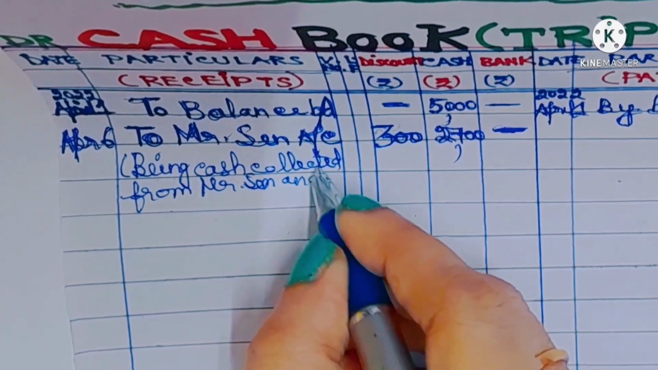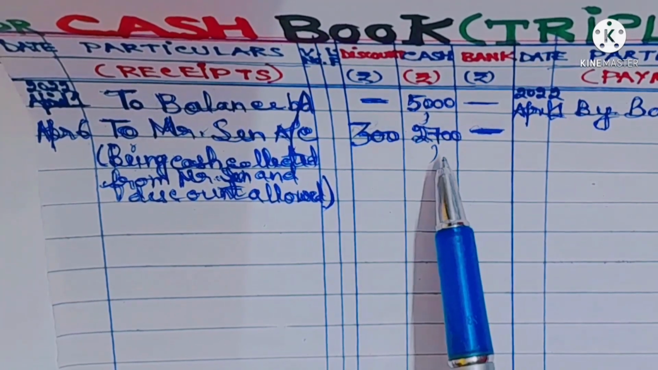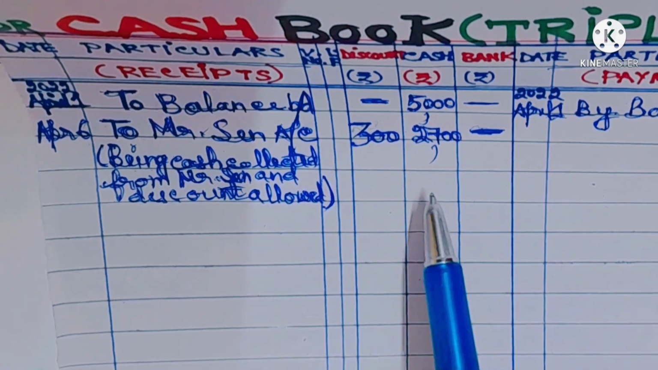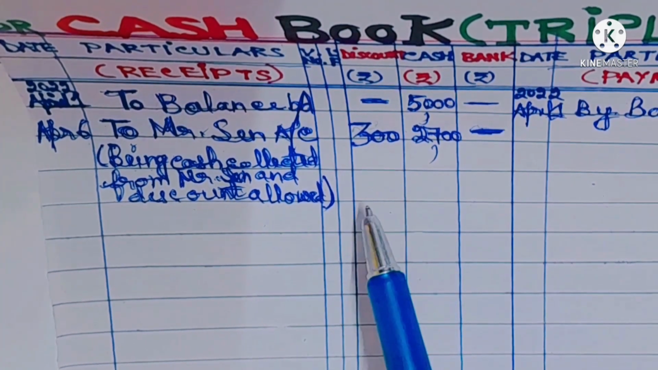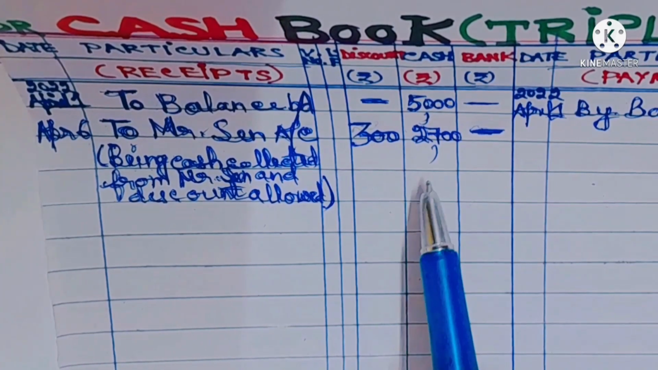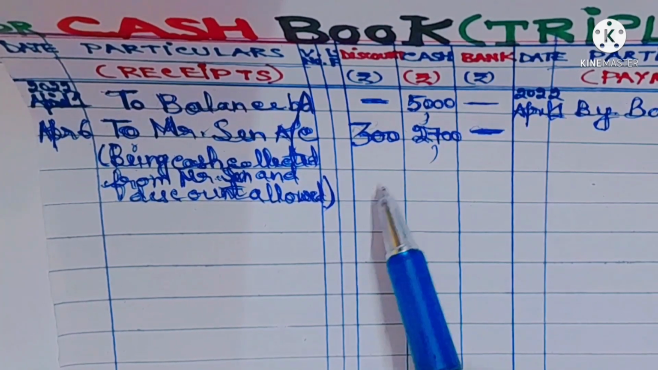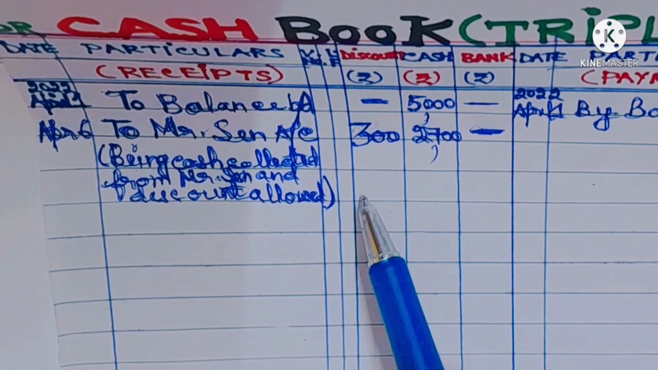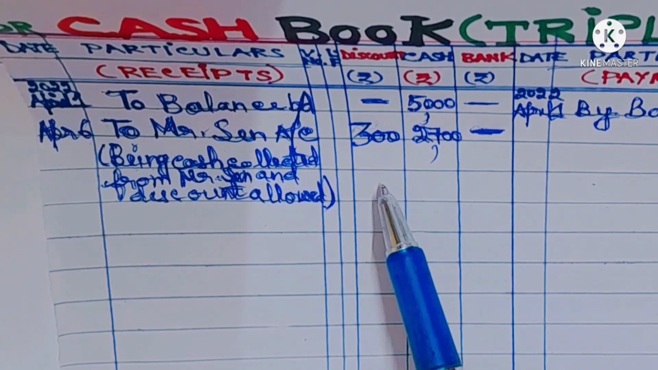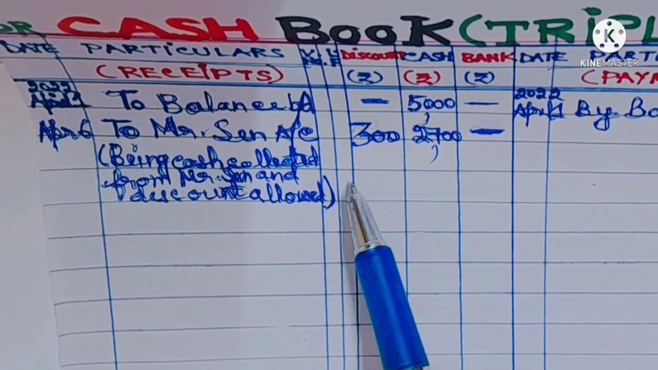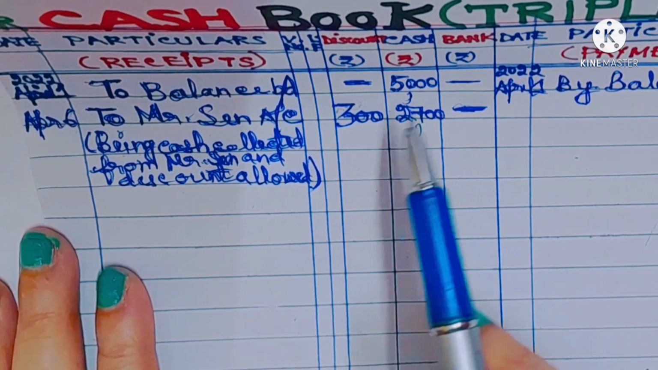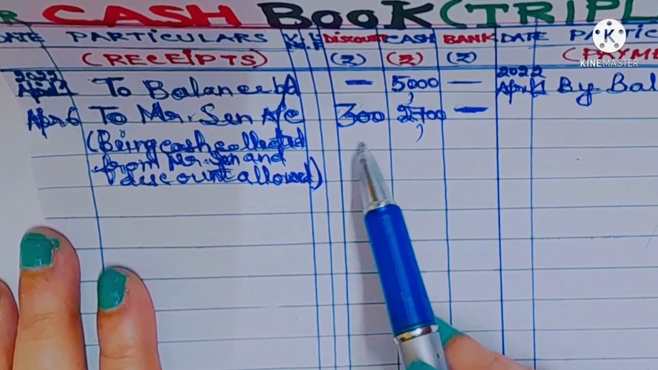And discount allowed. Moreover, cash column represents cash account, and cash account comes under real account. According to real account, what comes in is debit. Here, when cash is collected from Mr. Sen, cash comes into the business. So cash account will be debited by 2,700. Discount column represents discount allowed account. Discount allowed account comes under nominal account. According to nominal account, all losses and expenses are debited. Here, when discount is allowed to Mr. Sen, this is a loss for the business. So discount allowed account will be debited by rupees 300.